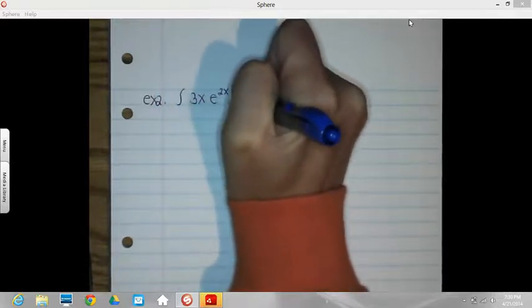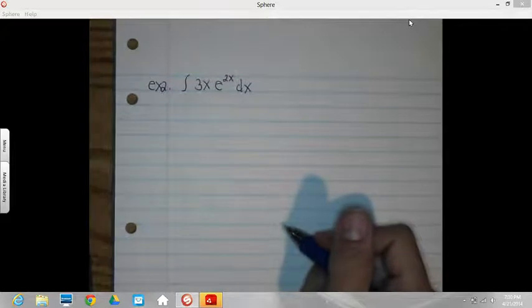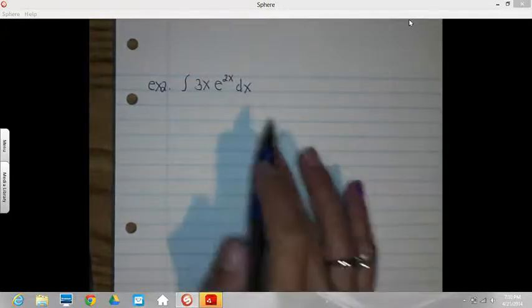Okay, number 2. Take the integral of 3x times e to the 2x dx. So again, I see an x times another x term. That's the product. That means integration by parts. So you have to be able to pick out your u and your dv. The dx is always going to be attached to the dv part.